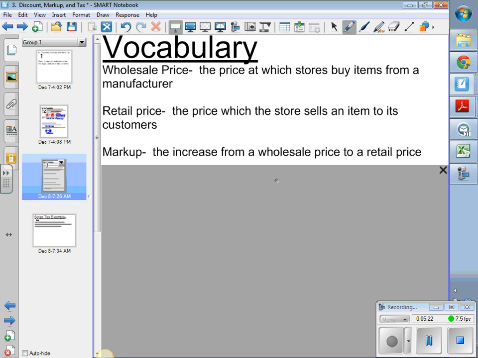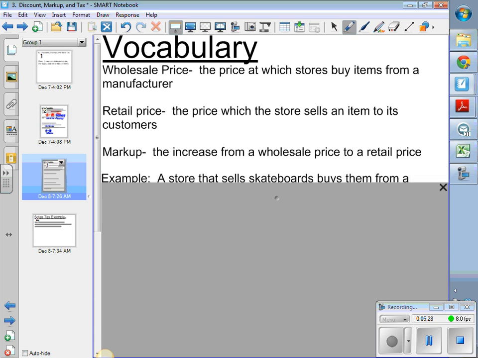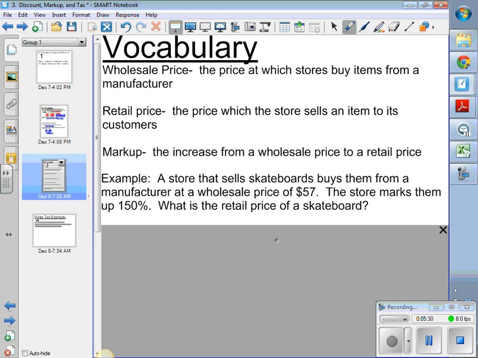So he marks them up so that he makes a profit, which helps to pay for his expenses and to give hopefully a little bit of profit. Okay? So the example is a store sells skateboards, buys them from a manufacturer at a wholesale price of $57. The store marks them up 150%. What is the retail price of a skateboard?